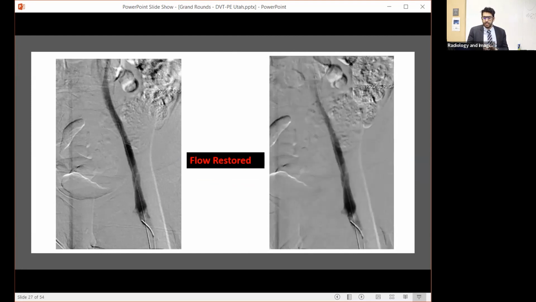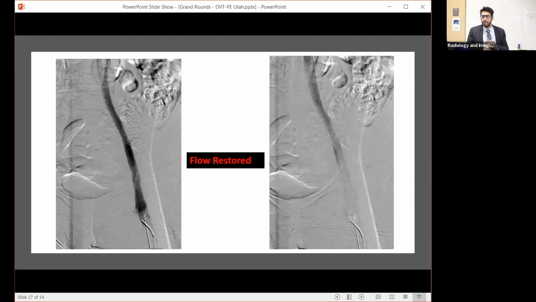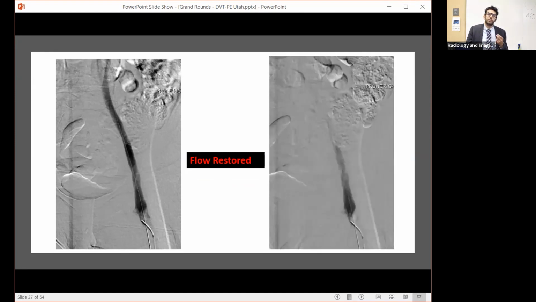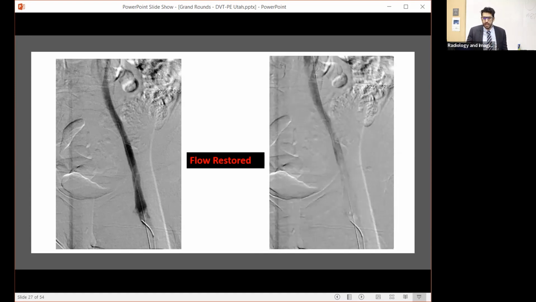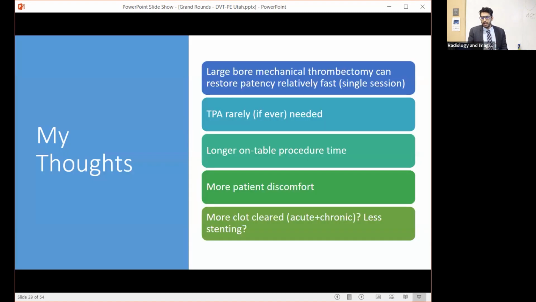Interestingly enough, because you're not lysing the clot, you're not trying to dissolve it, this has the potential to extract clot of any age. So notice here in this case, there was no underlying stenosis or chronic thrombus that needed angioplasty or stenting. And so the question is with mechanical thrombectomy, are we potentially needing to do less of that? Are we getting better patency? And again, you can see here on the 6-month follow-up, the patient has a patent iliac vein, and the 1-year ultrasound looks pretty good. So, how do you make sense of all this?